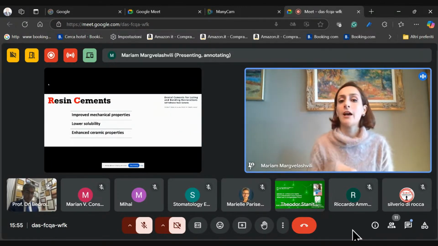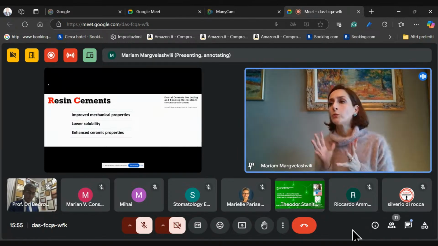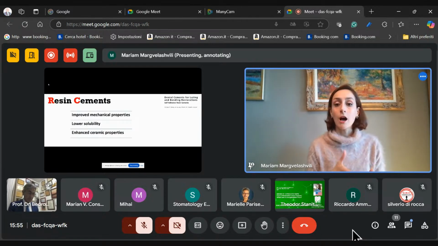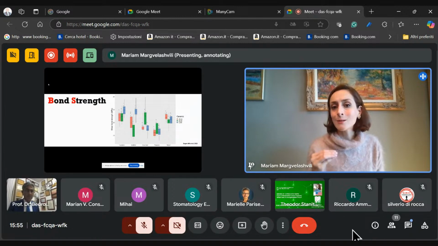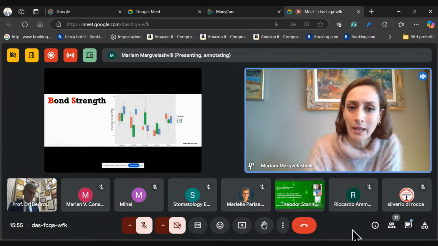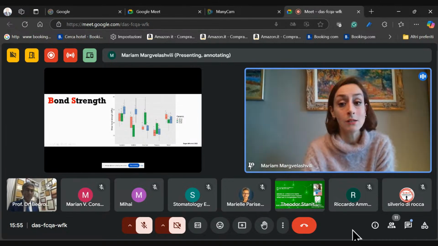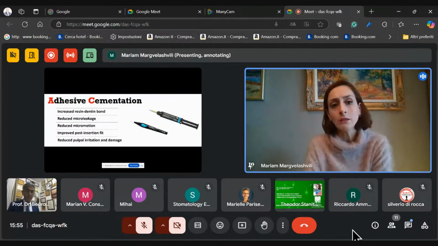In terms of resin cements, we know that they have lower solubility. They enhance ceramic properties. That's been shown both in vivo and in vitro: if we use resin cements, the mechanical properties of glass ceramics are improved. And if you look at bond strength, the bond strength achieved between resin cements and lithium disilicate is the highest that you can achieve, because this is the combination of Variolink, the blue, with lithium disilicate, and you can appreciate how much higher it is above zirconia, even with the APC protocol and Panavia that's been shown to be the best zirconia bonding out there.